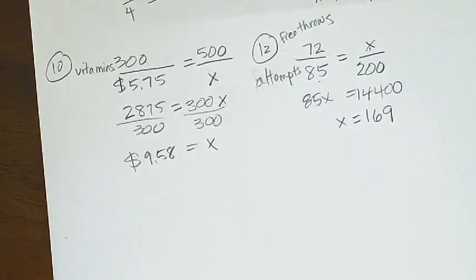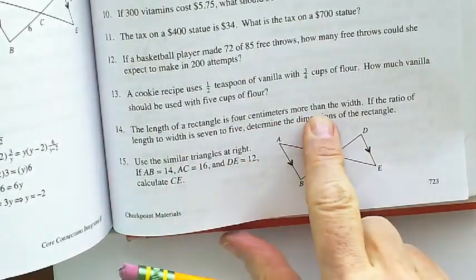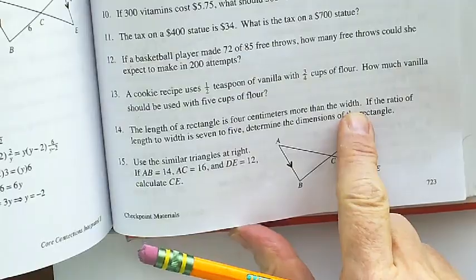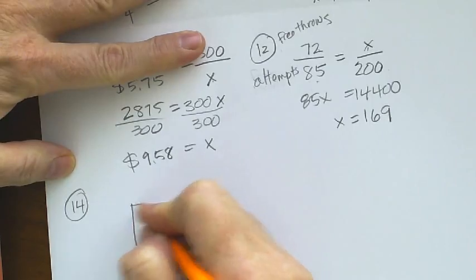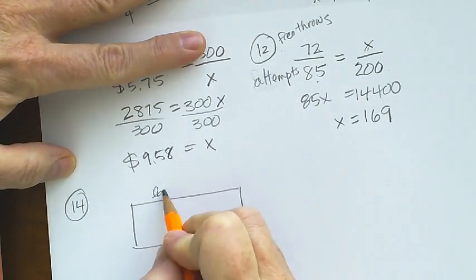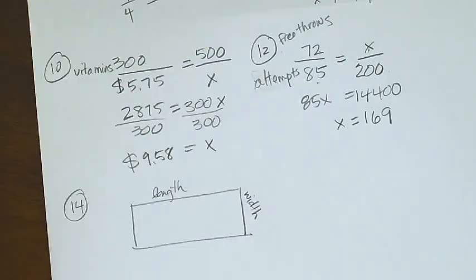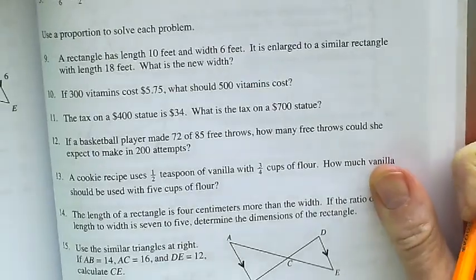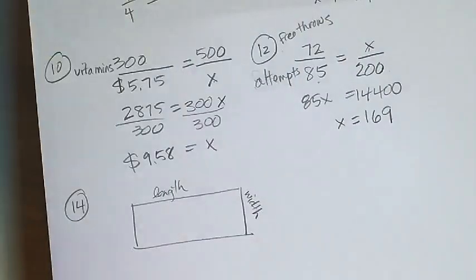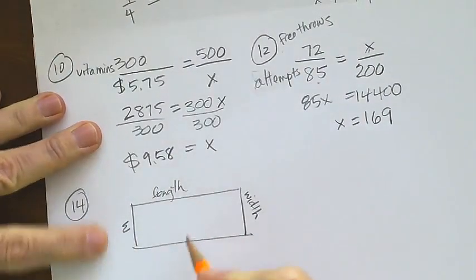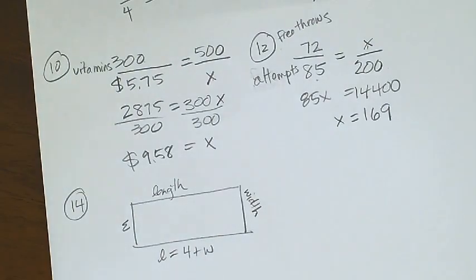Okay, number 14. The length of a rectangle is 4 centimeters more than the width. So let's stop right there and draw a rectangle. Length, width. It really doesn't matter which one you call the length and which one you call the width. I usually make the length the longer side. The length is 4 centimeters more than the width. So if my width is W, my length is 4 plus whatever W is.